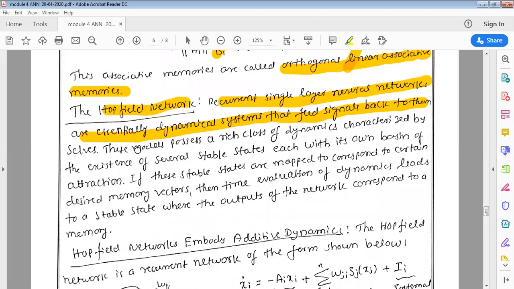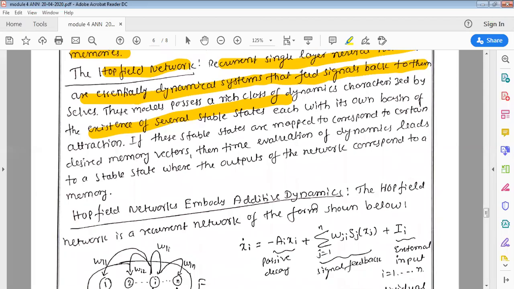Then these models possess a rich class of dynamics characterized by the existence of several stable states. So these models have many stable states. Some models have only one stable state, some models have many stable states. We choose a Hopfield network which has self-mapping ability because it has many stable states. And what is the use of those stable states? Those stable states are mapped to certain memory vectors. So whatever the stable states of these networks are, they are mapped to desired memory vectors.